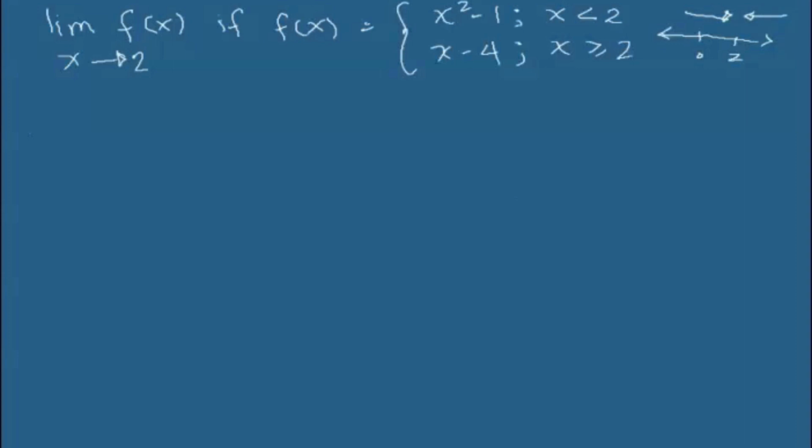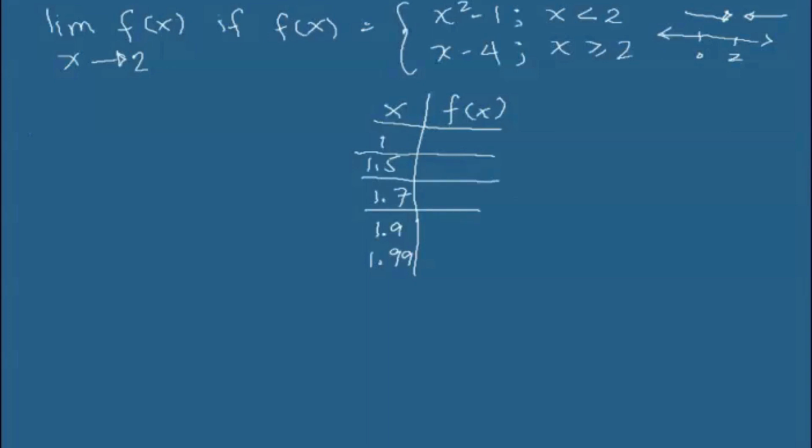So let's start with the one from the left. So we have 1, 1.5, 1.7, 1.9. We can have 1.99. So in this case, our values of x are less than 2, so we're going to use this function, x squared minus 1.